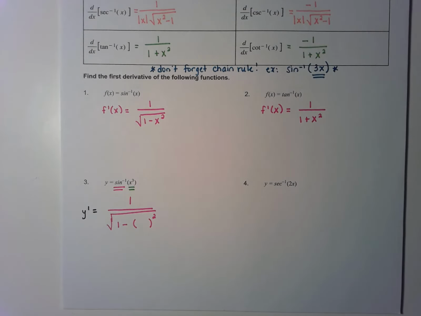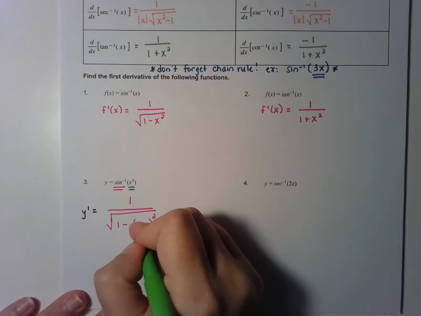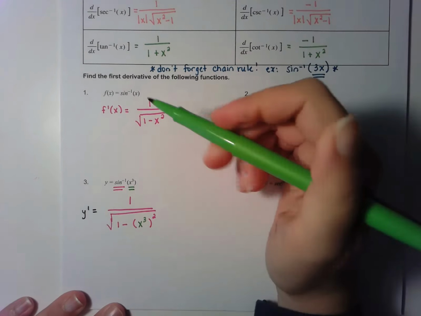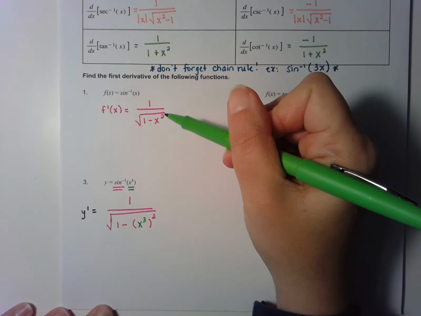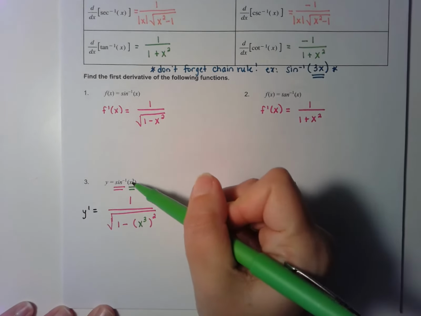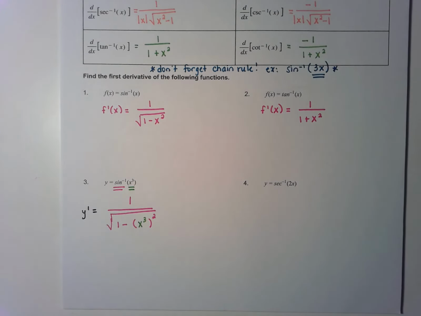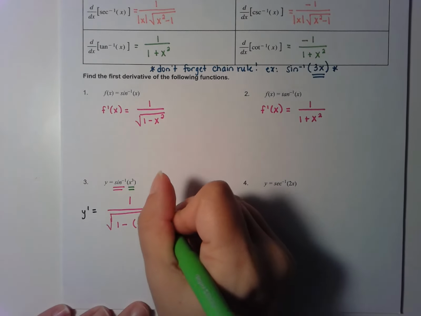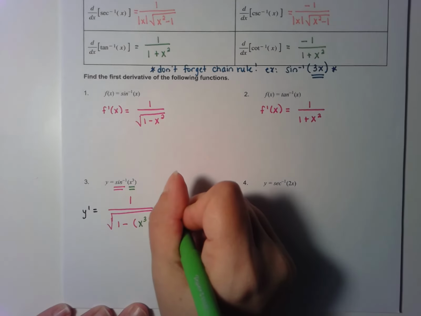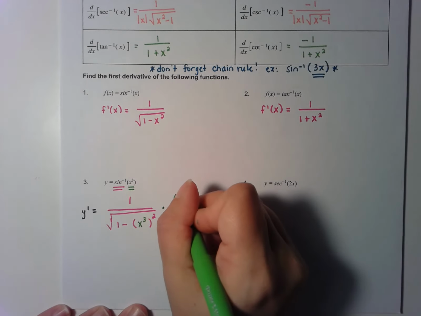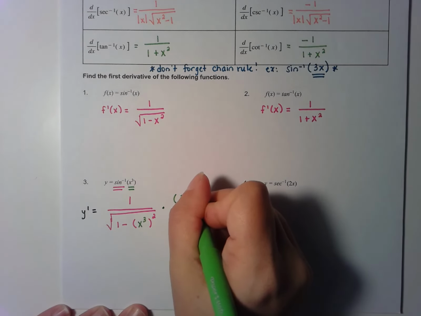In this problem, the inside stuff is just x cubed. So the only thing that's different is instead of just x squared, it's x cubed squared, because we have x cubed inside of our inverse sine function instead of just an x. Then chain rule says you take the derivative of the inside. In this case, the derivative of the inside would be 3x squared.